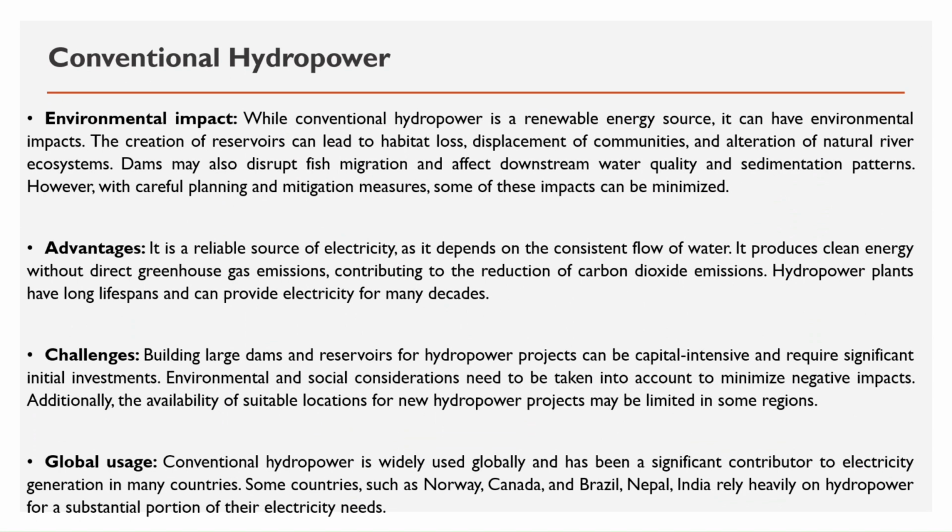Environmental impacts. While conventional hydropower is a renewable energy source, it can have environmental impacts. The creation of reservoirs can lead to habitat loss, displacement of communities, and alteration of natural river ecosystems. Dams may also disrupt fish migration and affect downstream water quality and sedimentation patterns. However, with careful planning and mitigation measures, some of these impacts can be minimized.